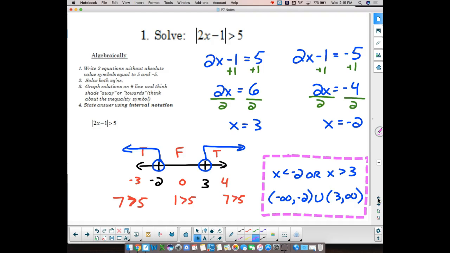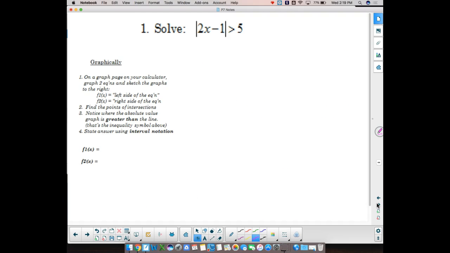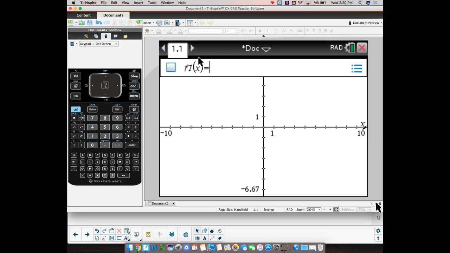Oops, where did that go? Wrong way. Same problem, just now solving it on the graphing calculators. Okay? Graphically now, we all have the same type of calculator. I believe that everybody can see what's going in the same color scheme that I'm going on. So I'm going to graph one side of my inequality in function number 1. I'm going to graph the other side of my inequality in function number 2.